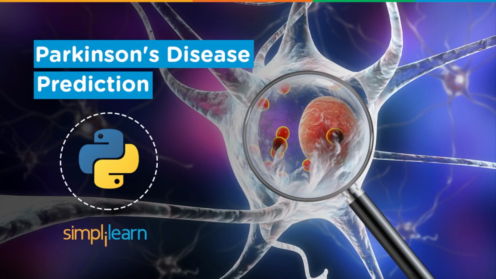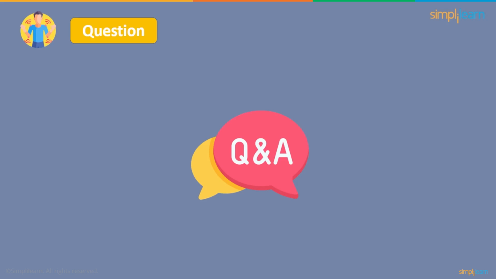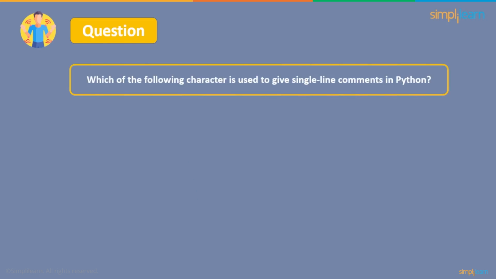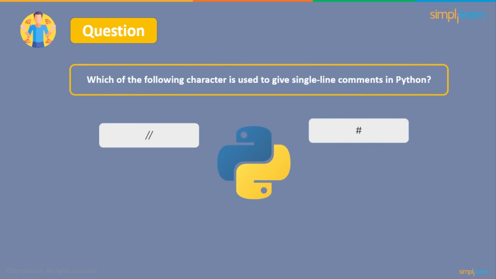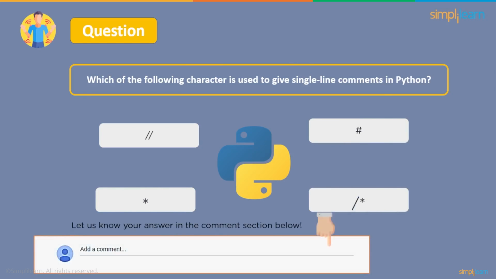Before we move on to the programming part, here is one question for you. We'll give you exactly 1 minute for this. You can comment or give your answer in the chat section so I can see if the answers given by you are right or wrong. The question is, which of the following characters is used to give single line comments in Python? Option A, double slash. Option B, hash. Option C, star. Option D, slash star. Let us know your answer in the chat section.